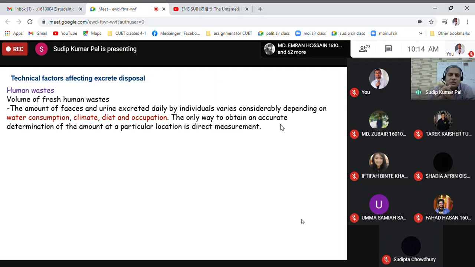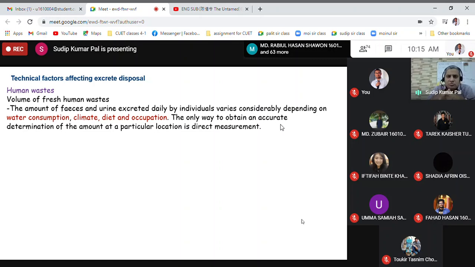maybe for other countries. Even within Bangladesh, some people live in slum areas, some in rural areas, some in urban areas, and they are quite different because it's human waste, as you know, the excreta. So the volume varies significantly, considering water consumption, climate, diet, occupation. There are many factors affecting the volume it may generate.